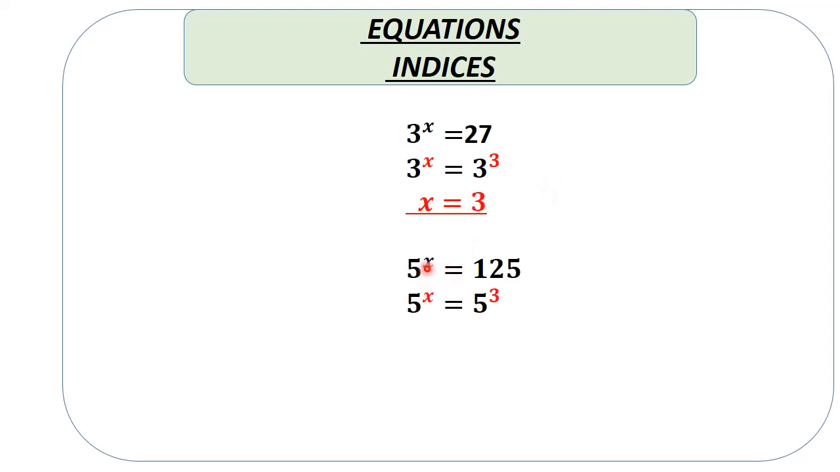What about this one? 5 to the power x equals 125. Again, 125 can be written so that the base is 5, like this, 5 to the power 3. So the bases are the same, which means the powers must be the same. So x is also equal to 3.